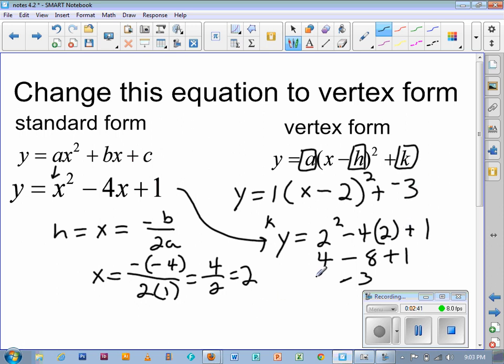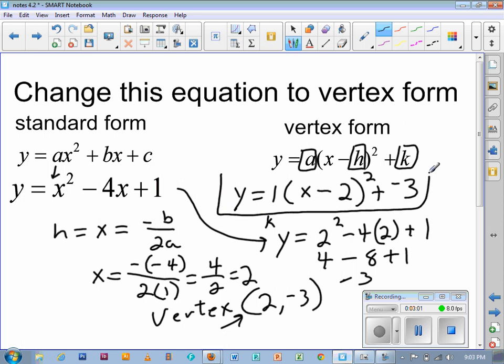So if we were asked to identify the vertex, remember we set the guts equal to 0, you would end up with 2. And then the k is the y coordinate of your vertex. That would be your actual vertex of this particular equation. So what is the answer we're looking for? We're looking for this. This equation is identical to this equation in standard form.